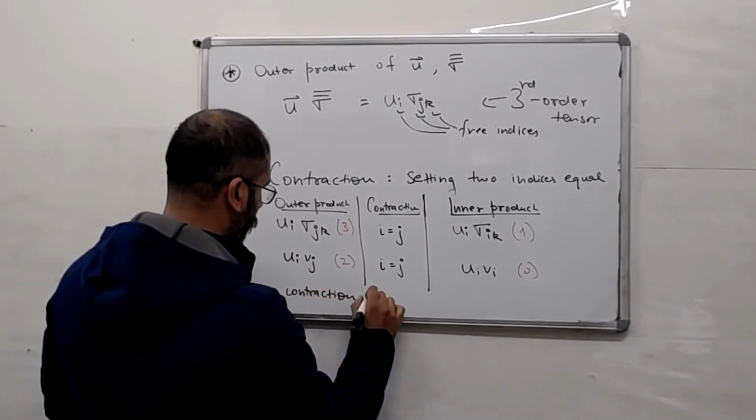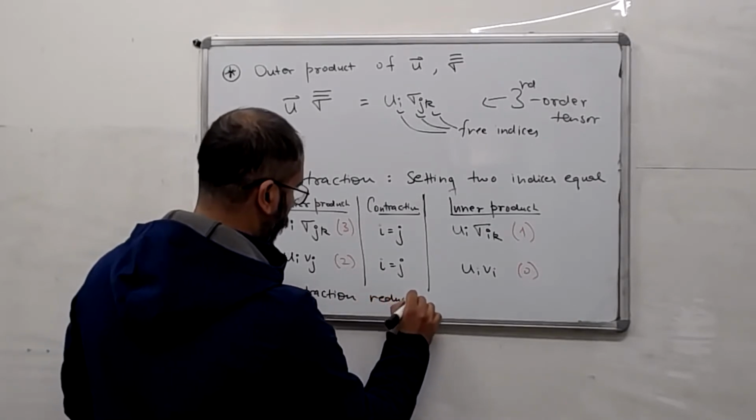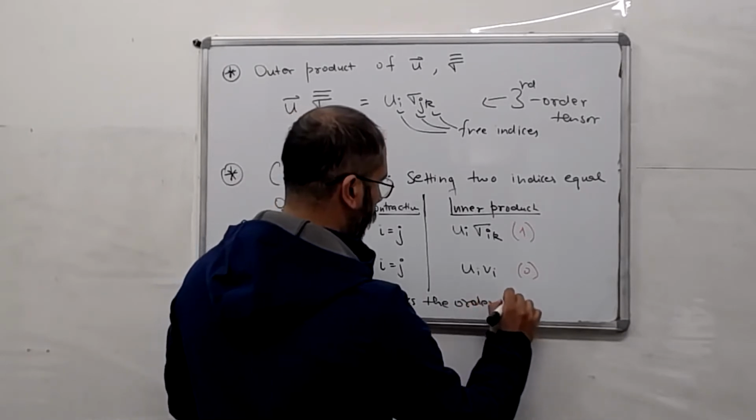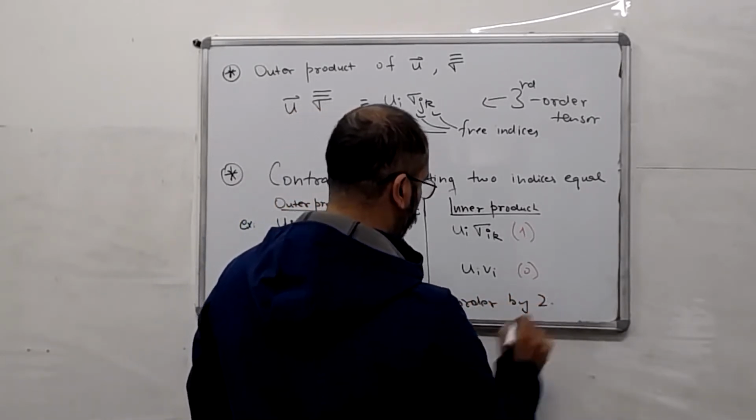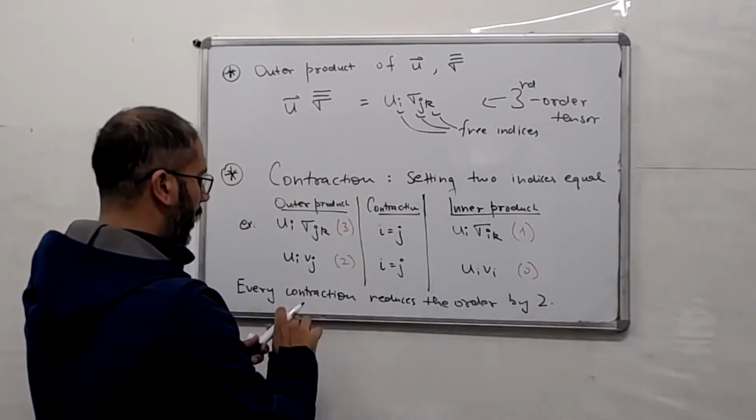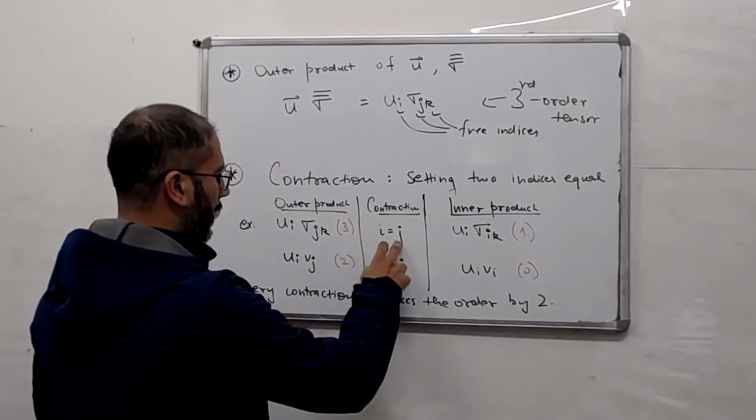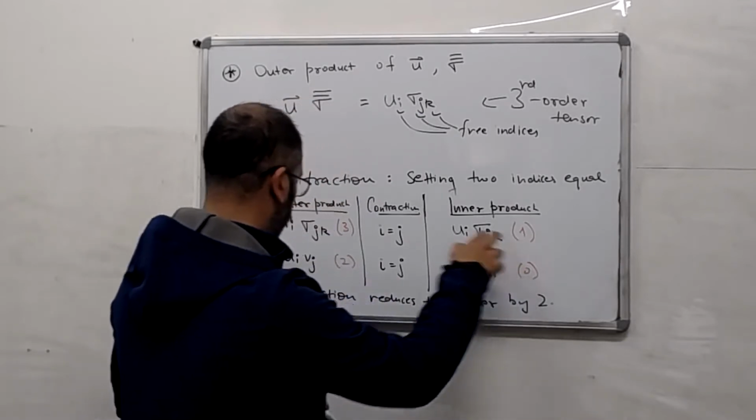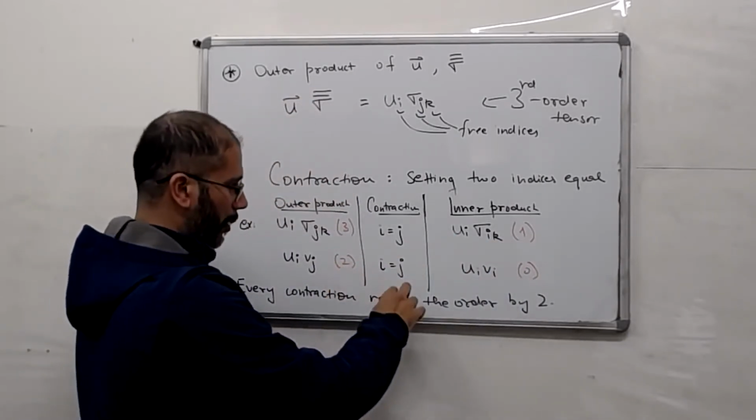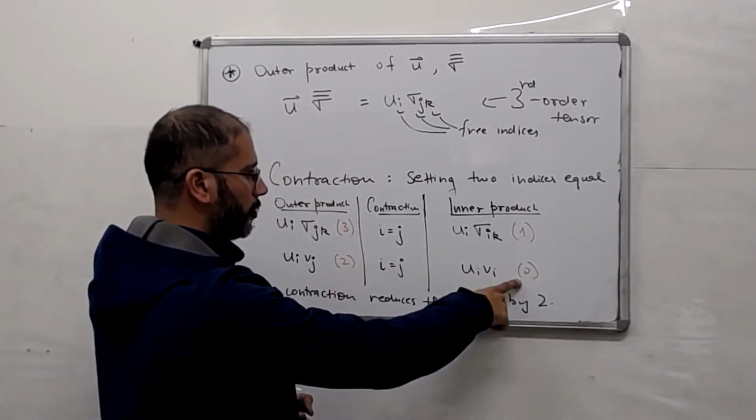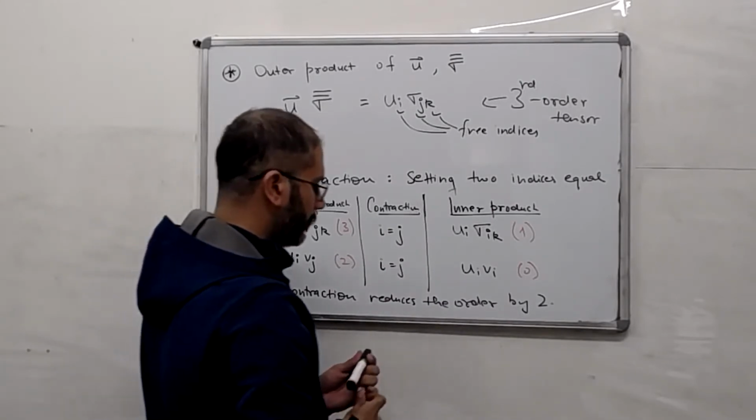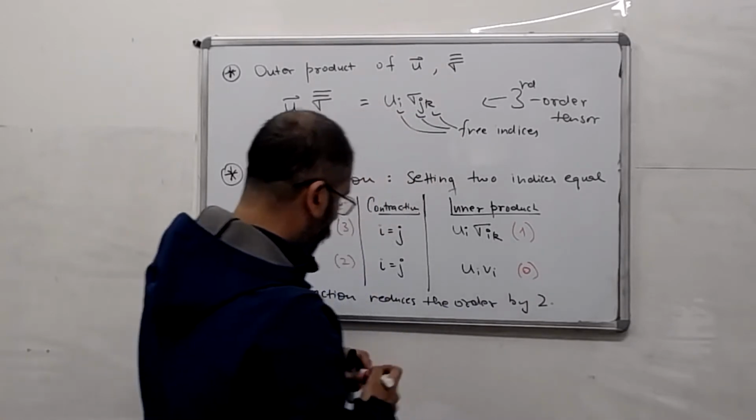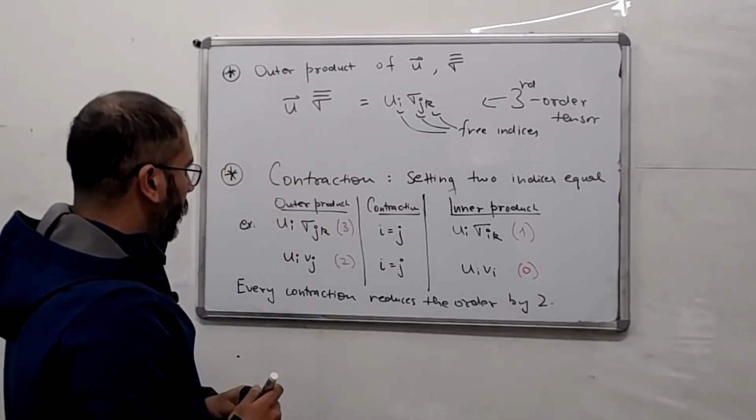Every contraction reduces the order by 2. Okay, so this had an order 3, you applied one contraction, you get an order 1. So 3 minus 2 equal to 1. You had an order 2 here, applied a contraction, 2 minus 2, 0. Okay. Well, let's take more examples.